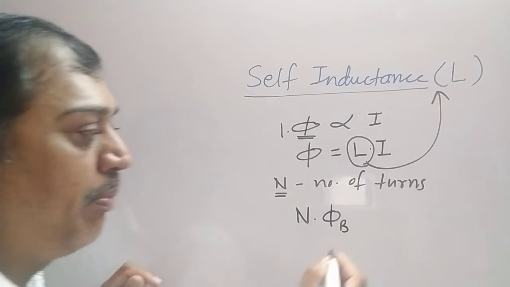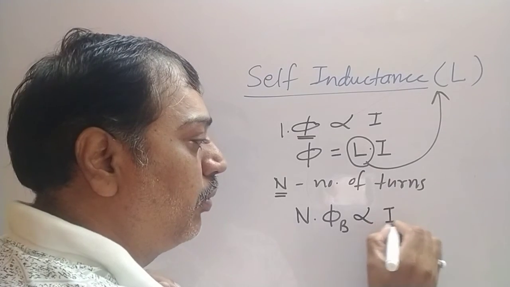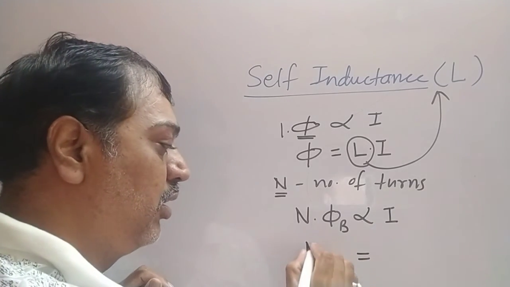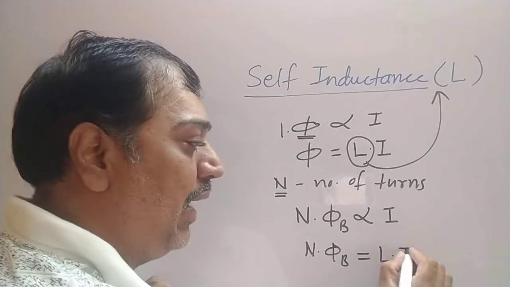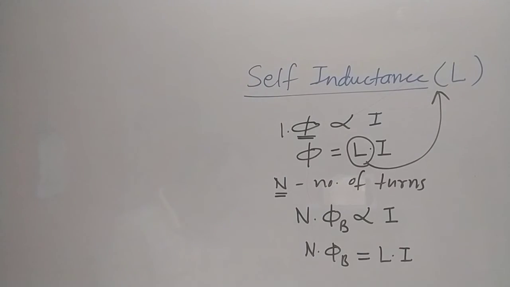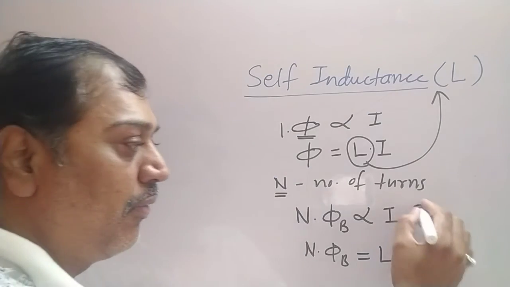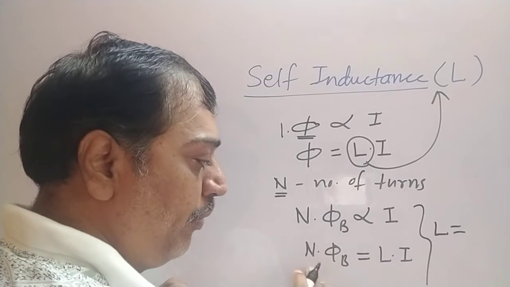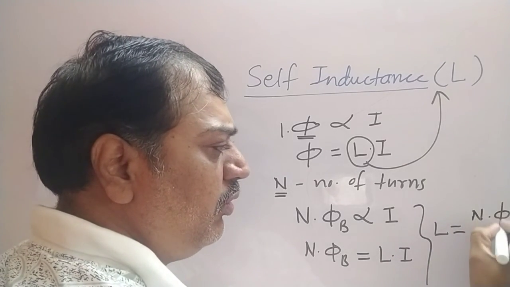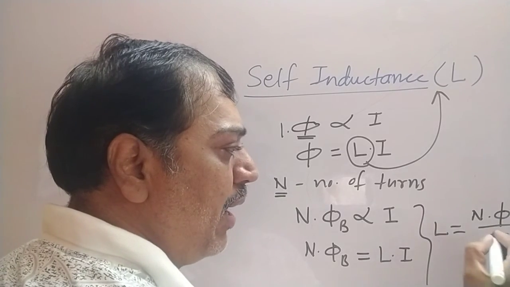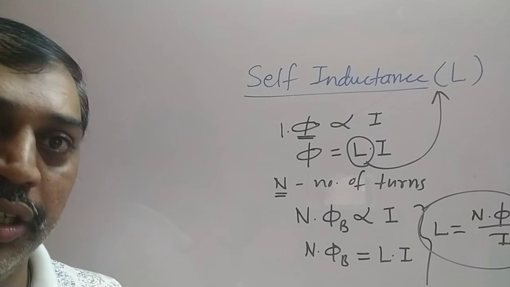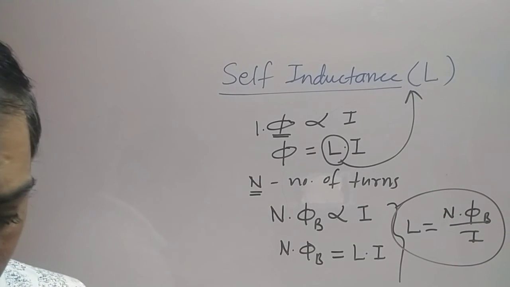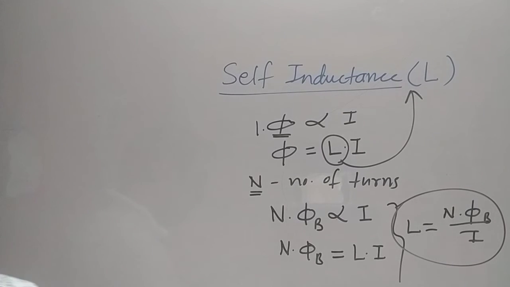Magnetic flux is changing, kept in a magnetic field, directly proportional to current. Remove the proportionality sign. You can write N into phi B equal to L into I. From this you can find the value of L. So L equals N into phi B divided by I. That will give the coefficient of self-induction. By that equation, you can find the coefficient of self-induction.